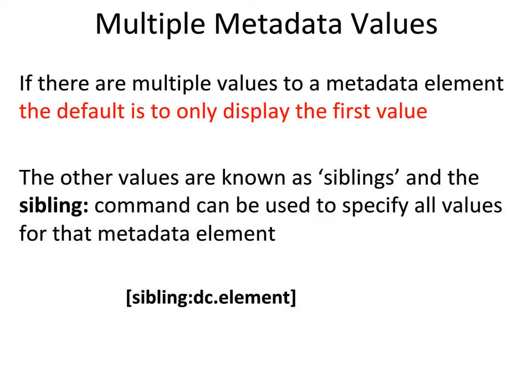Typically we've been using if macros with DC metadata elements, but only displaying the first value. But it's possible for many records to have multiple metadata values, such as multiple DC subjects, multiple DC creators, even several titles, alternative titles and things. The way to display those is to use the sibling attribute for your DC element.